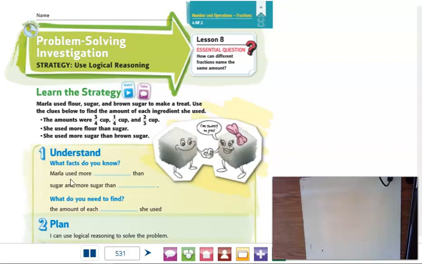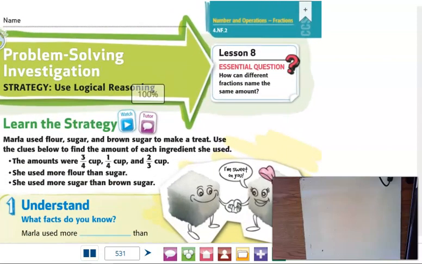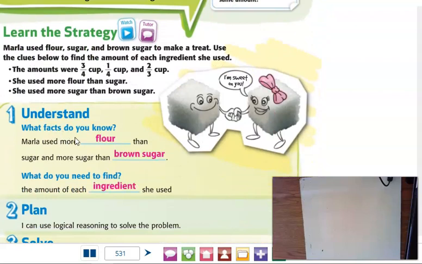Okay, so what I already know, I know Marla used more flour than sugar and more sugar than brown sugar. So these first two lines, let me make this a little bigger. She used more flour than sugar and more sugar than brown sugar. We need to find the amount of each ingredient that she used. So those are the first parts, and the way that I can write that in math is I can write flour. She used more flour than sugar, and she used more sugar than brown sugar.